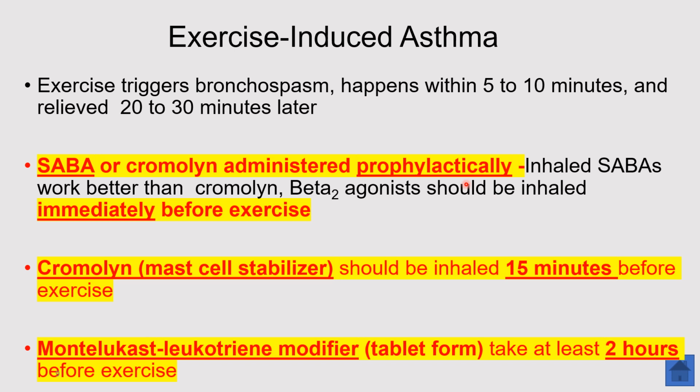So cromolyn, there's another drug, is a segue from this drug, but you need to know all that within the context of exercise-induced asthma. These are the most often asked questions. Cromolyn is another drug, called a mast cell stabilizer, which is given 15 minutes before the exercise. And there's another drug called a leukotriene modifier. It's a tablet form, so it is given 2 hours before exercise. Exams or the NCLEX like to ask questions about the timing of administering these drugs. So make sure you remember them.